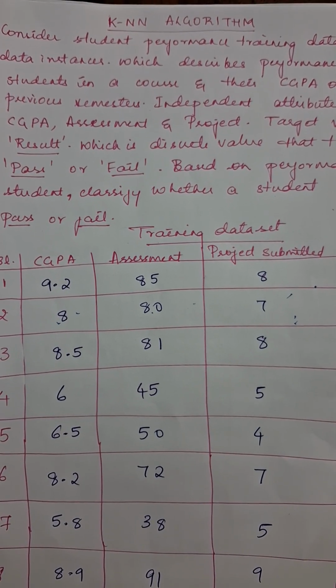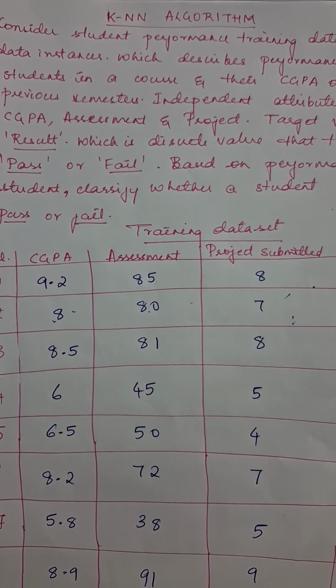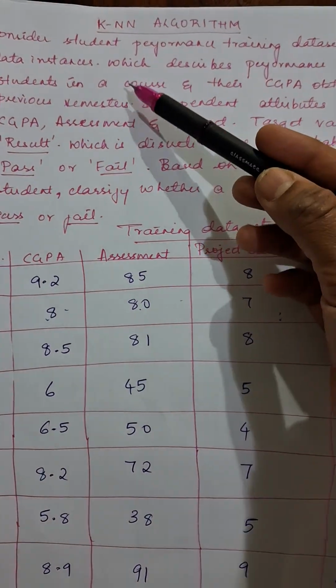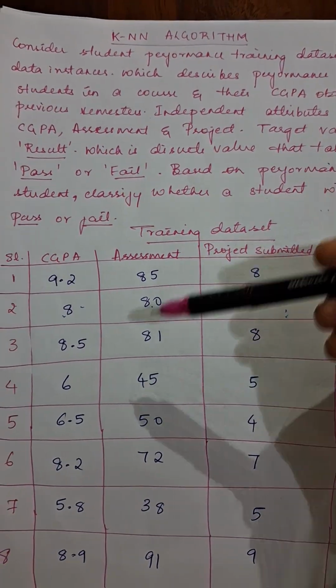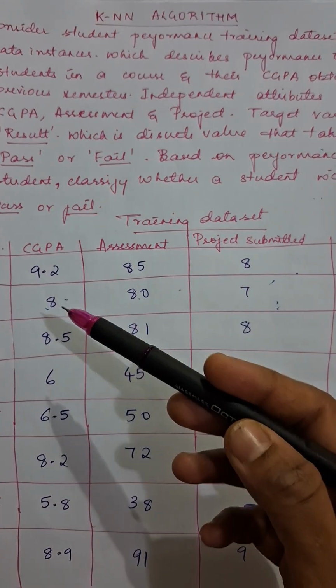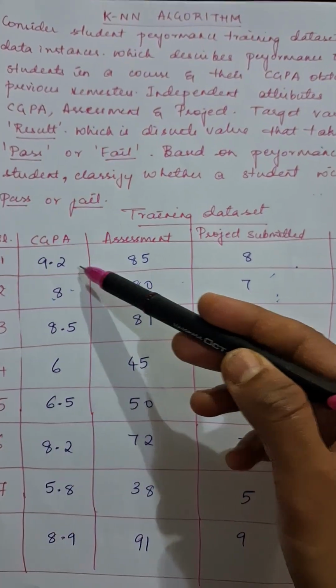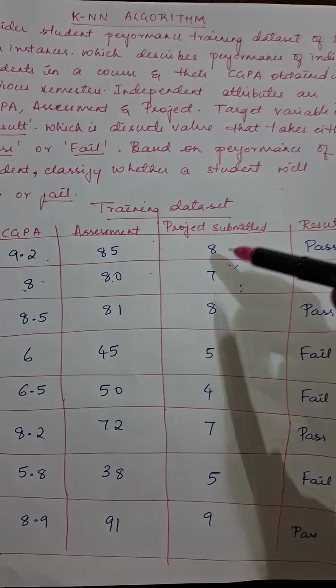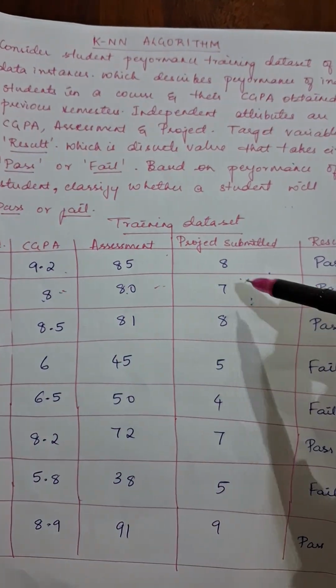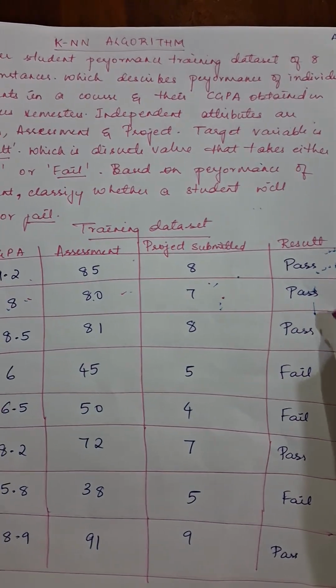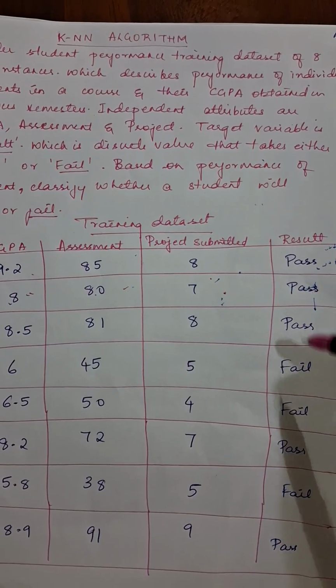In this video, we'll discuss how we can apply KNN algorithm. This is a problem. Consider a student performance training data set as shown in this table. Here we have three independent variables: CGPA, assessment, and project submitted, and based upon these three independent attributes, the result would be declared as either pass or fail.